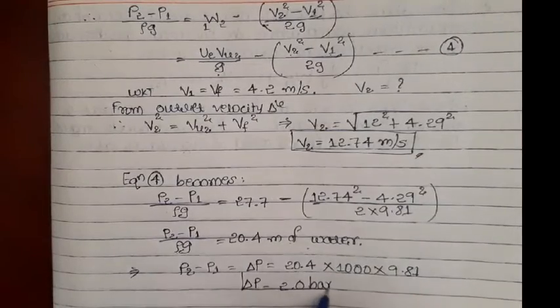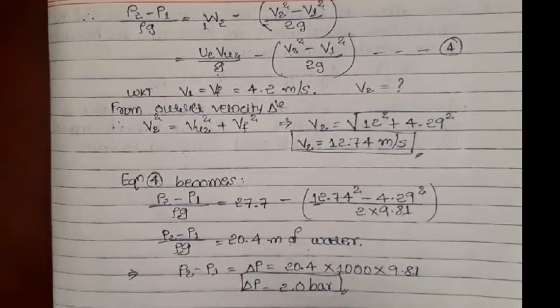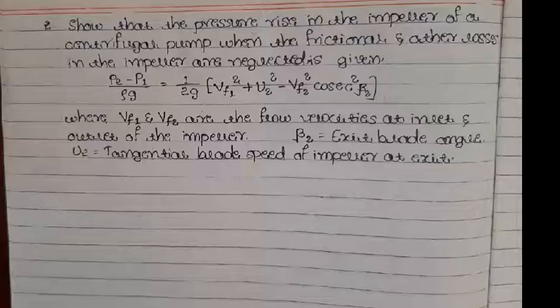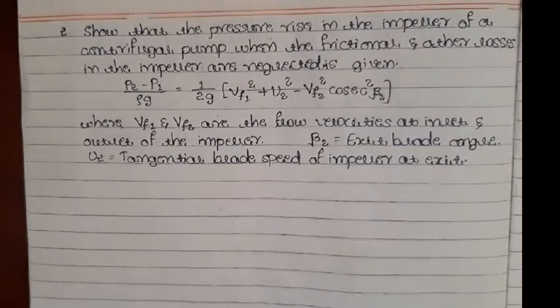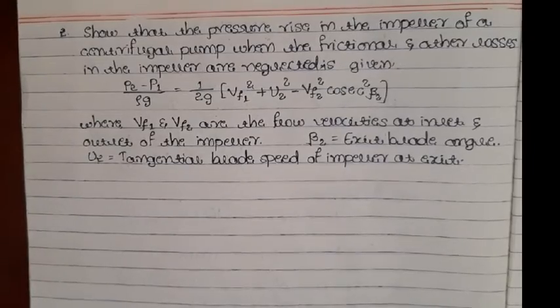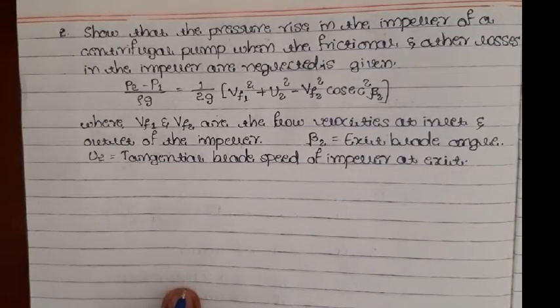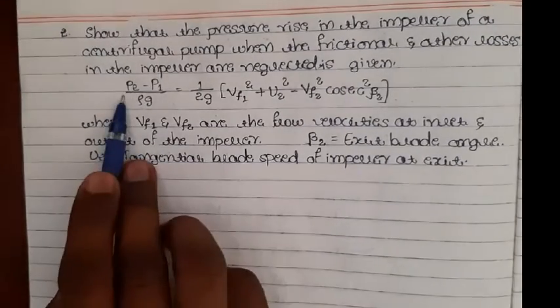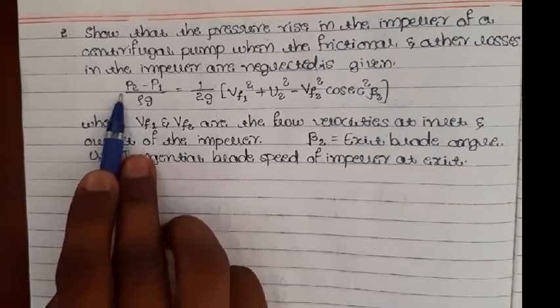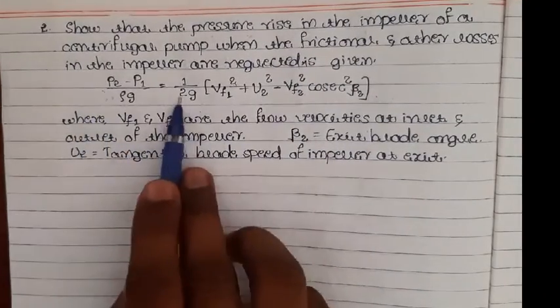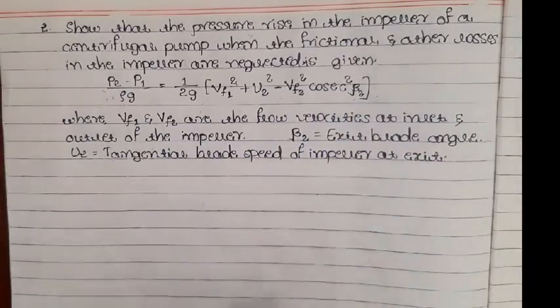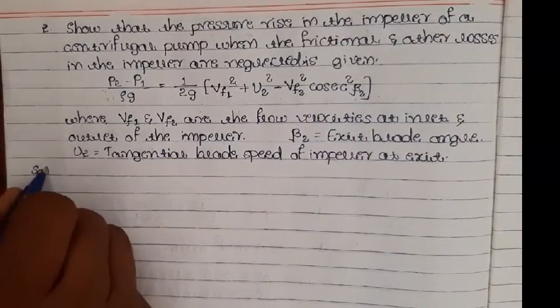This is the pressure change across the rotor in this given centrifugal pump. Now moving on to the next one, which is a proof kind of problem, right? But this is related to the previous problem. In this problem also we need to prove that the pressure difference, or the pressure head across the rotor, is equal to so and so equation. So let us start this.